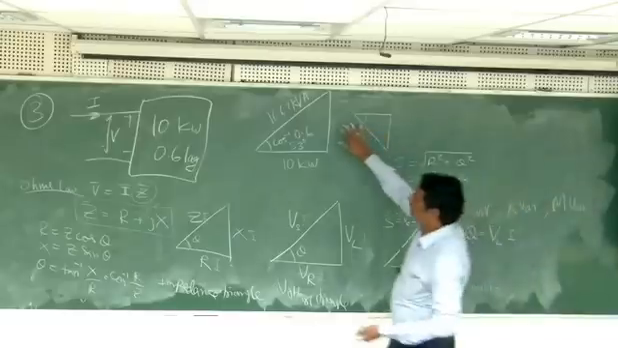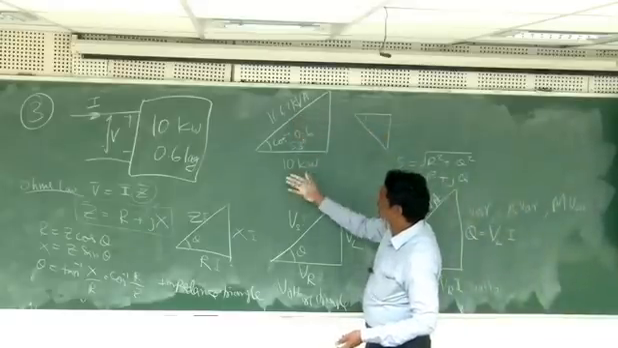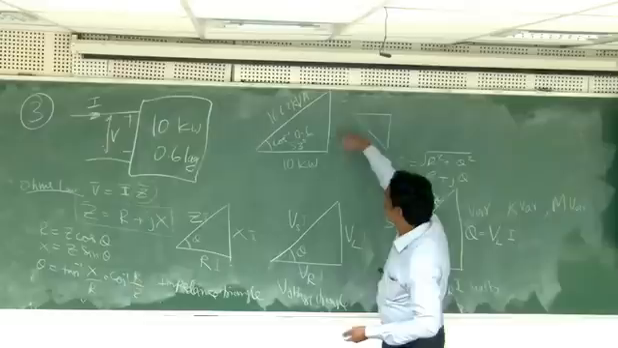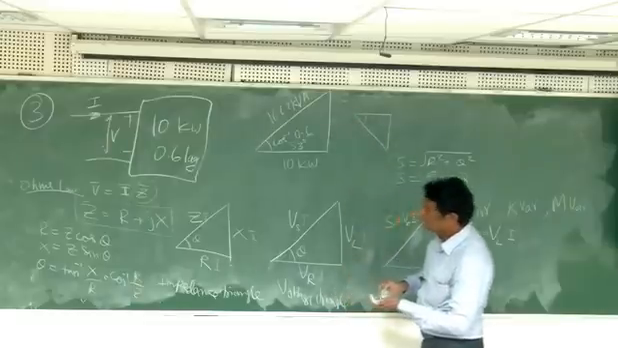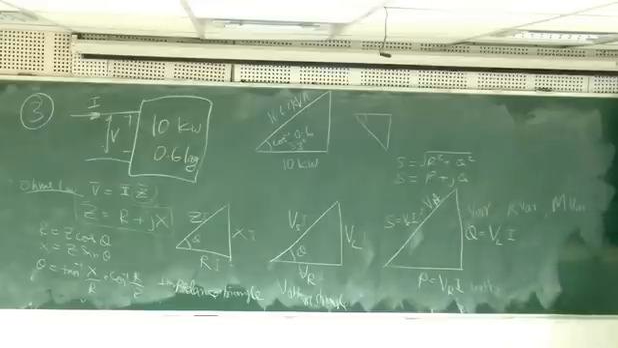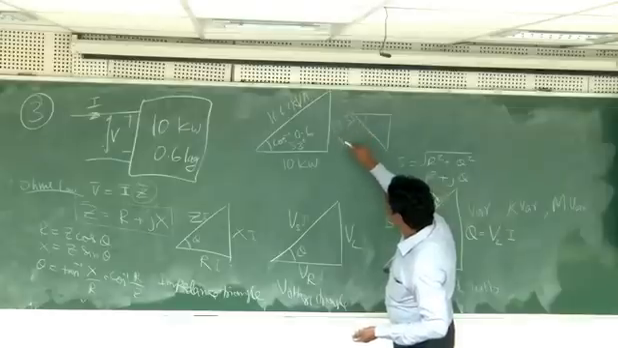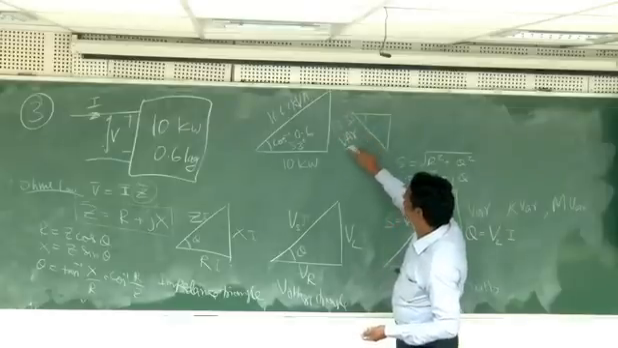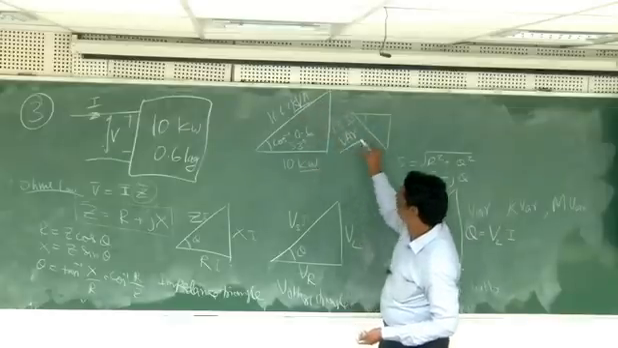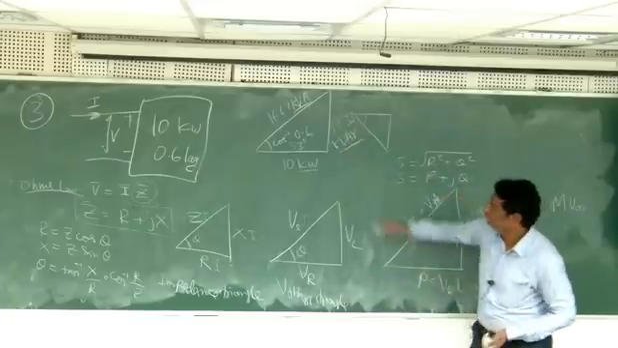Okay, so where were we? This one I can always calculate: 16.67 square minus 10 square. How much is this one? 13.33. The unit is kVAR. So always be careful with the units: kVA, kW, kVAR. Sorry, kVAR, not VAR.